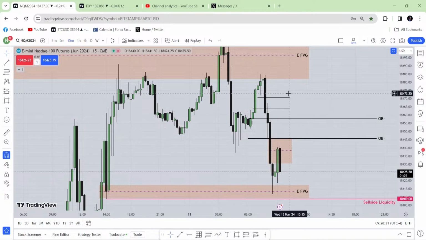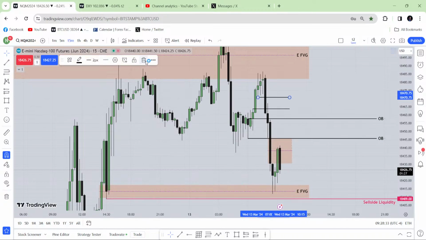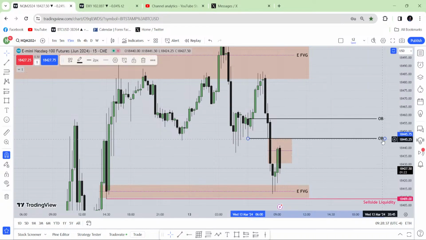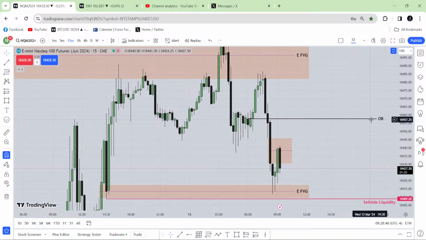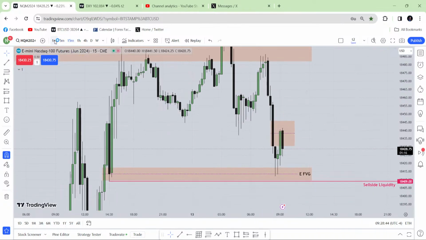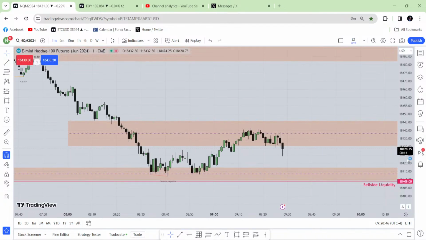Okay, I'm going to remove it because I have a lot of levels over here. So I don't want to keep all of these levels and also the order block level. I don't need it. I will keep in my mind that there is the order block level, but I'm not going to use them on my chart.